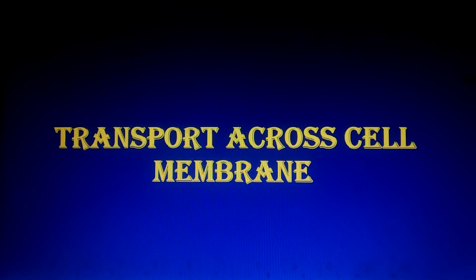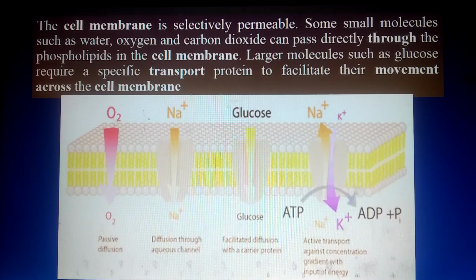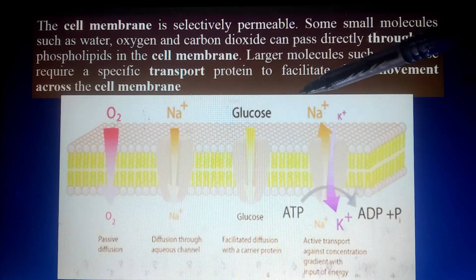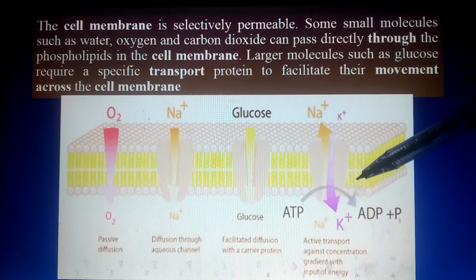Now, the transport across the cell membrane. Okay, ji. Now, you can see here, this is the cell membrane, and you can see here different types of movement across the cell membrane.